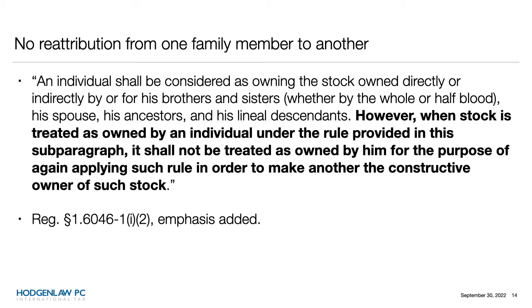There's no family reattribution, so when you take someone who is the direct shareholder, their name is on the stock certificate, and you treat another family member as the constructive owner of that stock. So that's the first bounce. There's not going to be a second bounce from the constructive owner to another person to make that other person a constructive owner too.